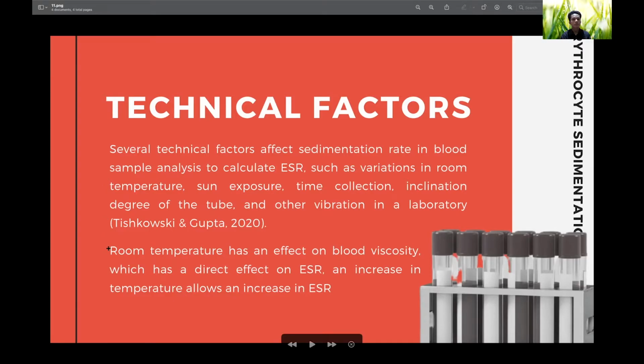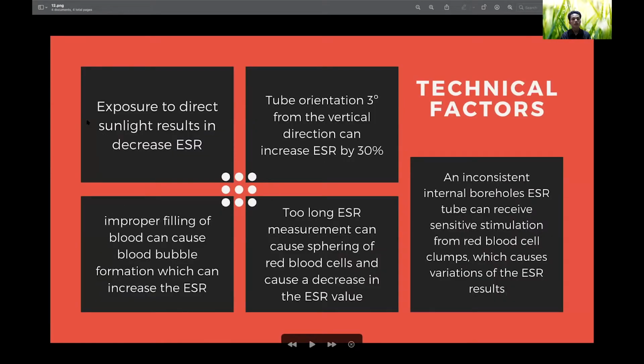Room temperature has an effect on blood viscosity, which has a direct effect on ESR. An increase in temperature allows an increase in ESR. Next, exposure to direct sunlight results in decrease of ESR. Tube orientation by 3 degrees from the vertical direction can increase ESR by 30%.